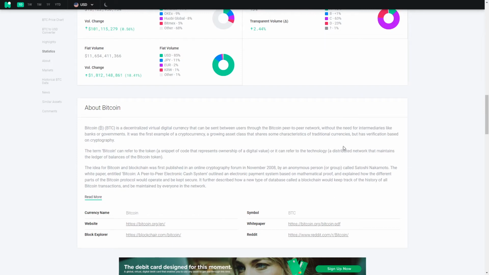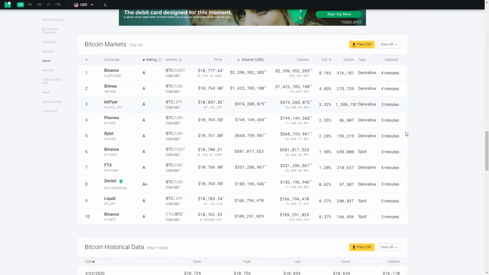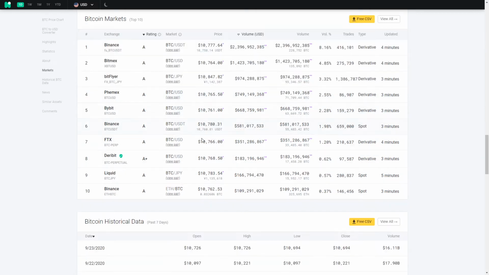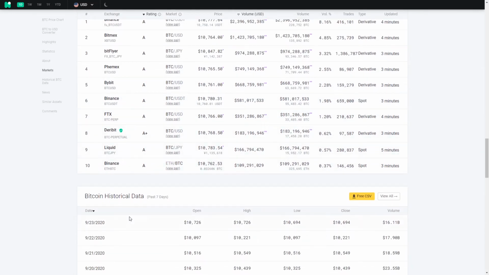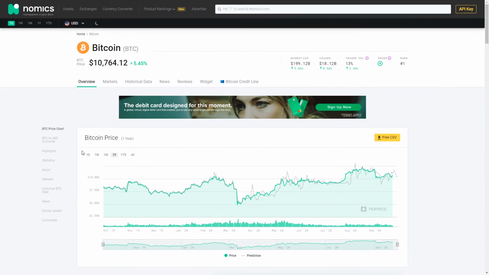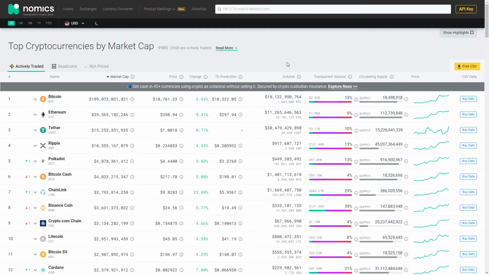And then down below, we have a discussion on Bitcoin and what Bitcoin is. We have some links to websites, their white paper, and Reddit. And then we continue to have more and more data. The Bitcoin markets section goes through the top markets for Bitcoin across different exchanges. Of course, Binance is at the top, but I think we will stop there because then it kind of gets into more niche sorts of things like historical data for people who need that data and so on. So let's go back to the main website right now.